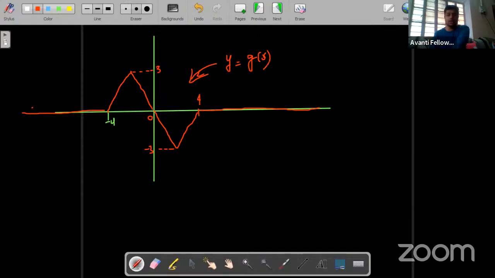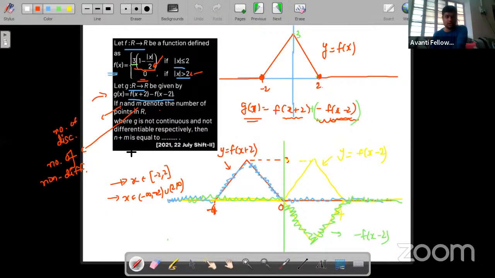Right? And now you have to find out the number of discontinuous points, which is denoted by n, and the number of non-differentiable points, which is denoted by m. So clearly the graph is continuous. There is no discontinuity. So n is 0. What is the number of non-differentiable points? Means either the graph is discontinuous or the graph has sharp turns. So you can see there are 4 sharp turns. Right? So m will be 4, and we have to find the value of n plus m. n plus m will be 4.